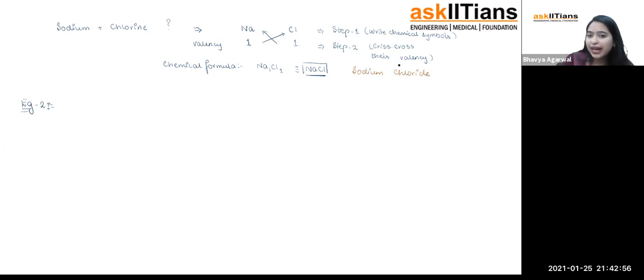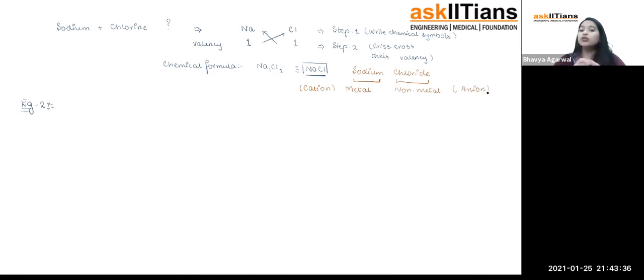So whenever we write the name, it is always the positive part, or the metallic part. We write the non-metal's name afterwards. Whenever we are writing the name, we always write the metallic part first, followed by the non-metallic part. So metallic part first means the part which is cation. We always write the cationic part first, followed by the anionic part.